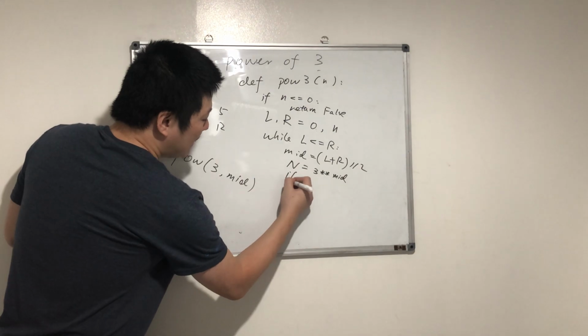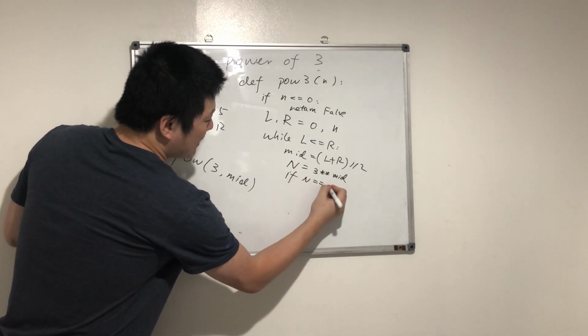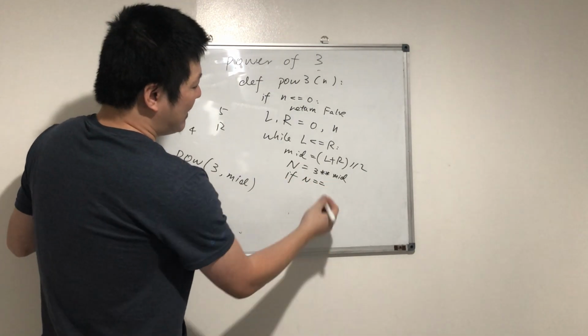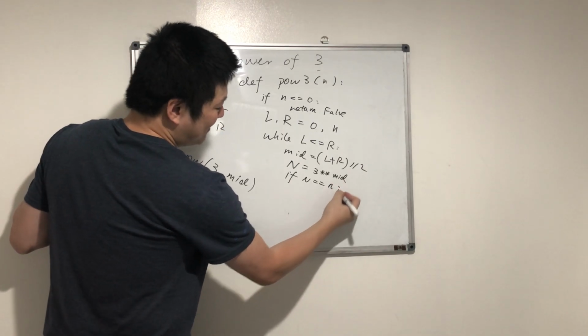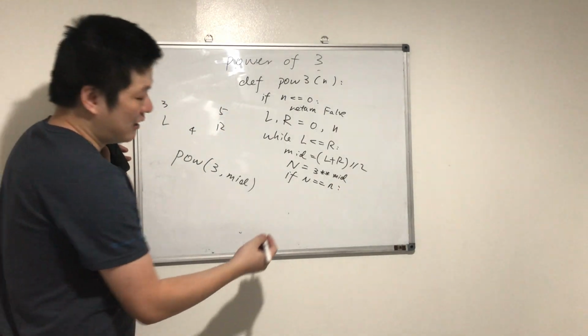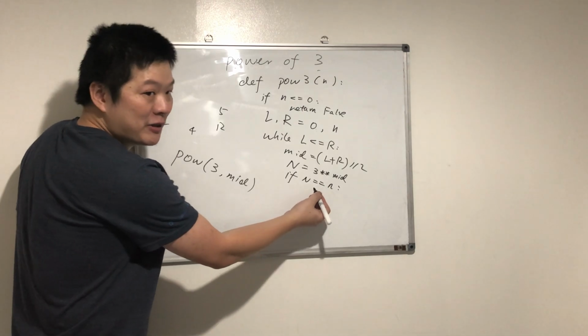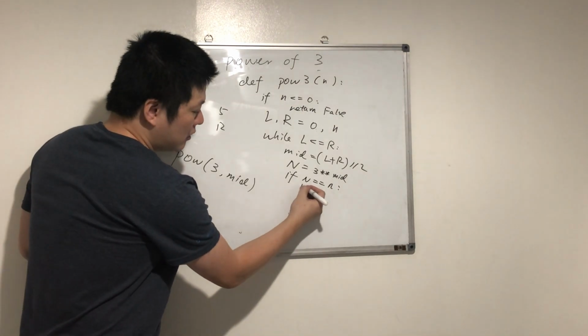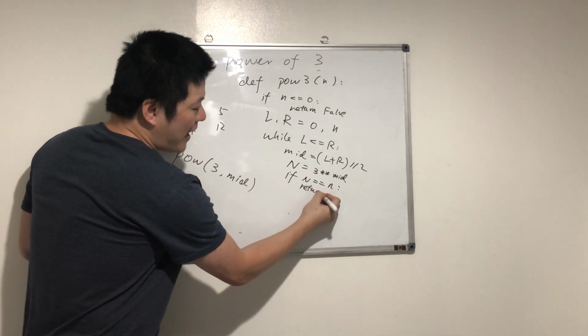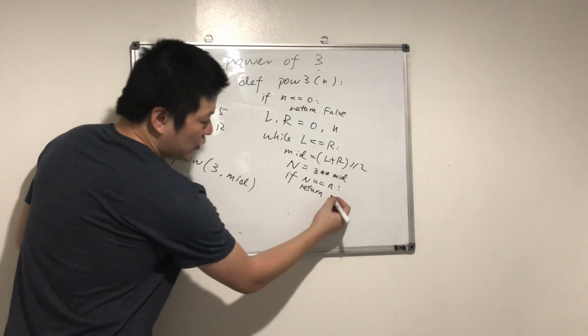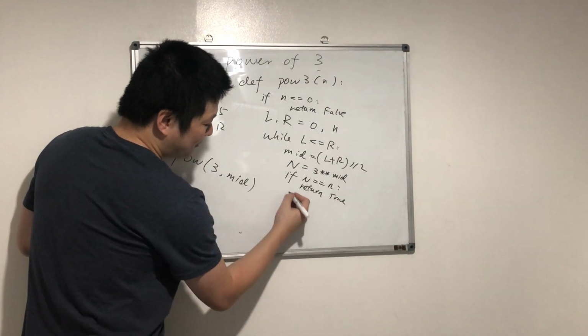Okay, now if n equals n, what should we return? If n equals n, what should we return? If n bigger than n, no, false. No, if n is n, true, because we found a value, yeah?